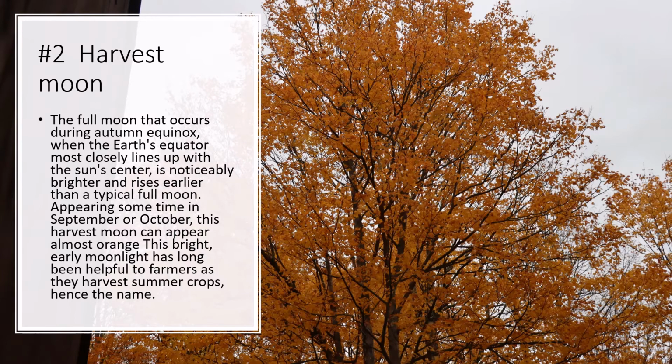The full moon that occurs during autumn equinox, when the Earth's equator most closely lines up with the sun's center, is noticeably brighter and rises earlier than a typical full moon. Appearing sometime in September or October, this harvest moon can appear almost orange. This bright, early moonlight has long been helpful to farmers as they harvest summer crops, hence the name.